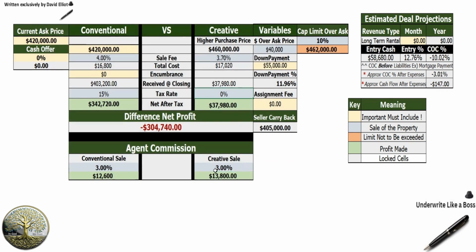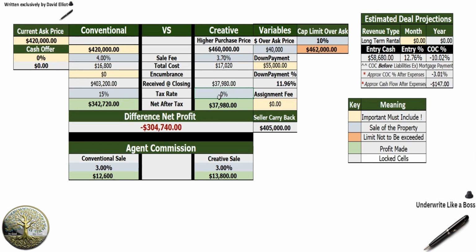And so we're going to come back to this chart, and we can see here that the tax rate is at 0%. We're going to leave it at 0% because we are deferring capital gains. The reason why we're allowed to defer capital gains is because there is a seller carryback of $405,000. So because all the proceeds have not been paid out to the seller, according to the IRS tax code, the seller will be allowed to defer capital gains. They will not be subject to paying 15% or even 20% at the time of closing or at the time of sale.